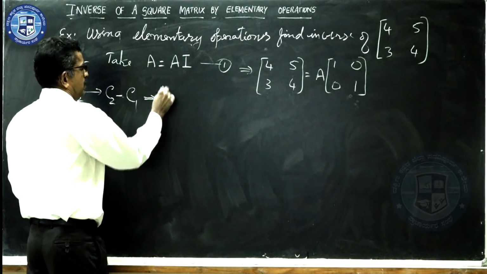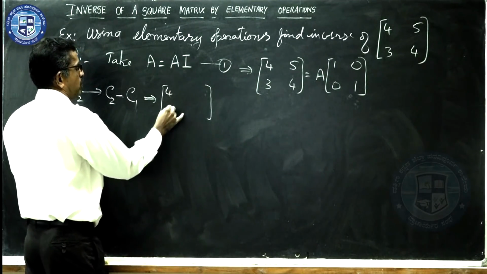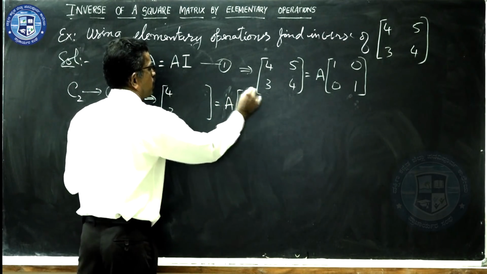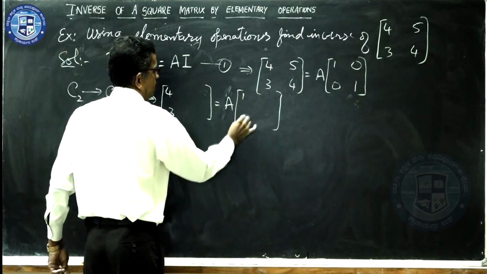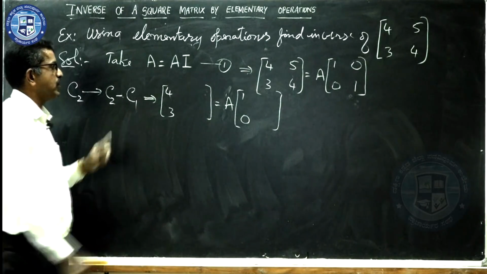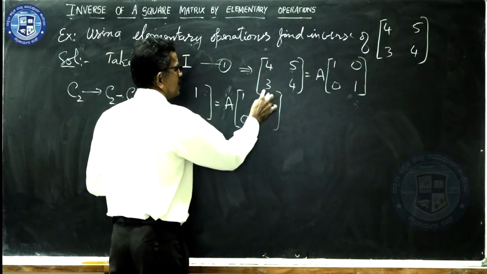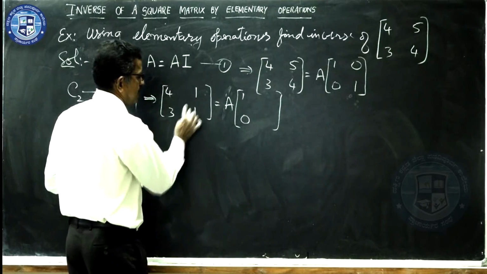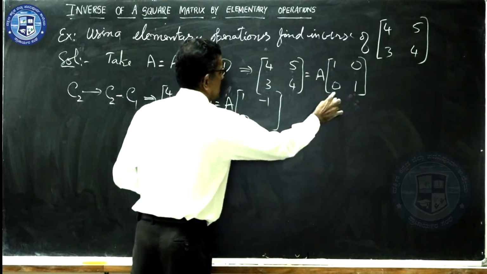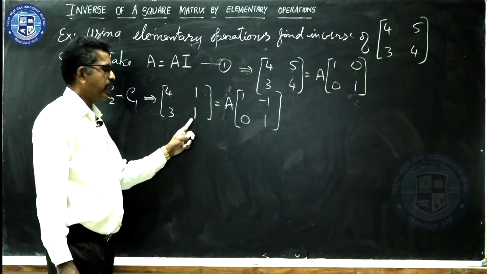Therefore, this further implies we have no changes in the first column. Therefore, let me write the first column as it is. So, here the right hand side will be A into I. Okay, so no changes in the first column. The second column is changed like this. Second column minus first column means this minus this one gives you 1. This minus this one gives you 1. We got this element 1. Now, what is this minus this? It gives you minus 1. This minus this, it is 1. So, you got this element is 1.